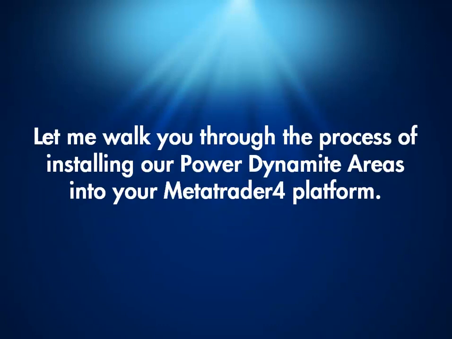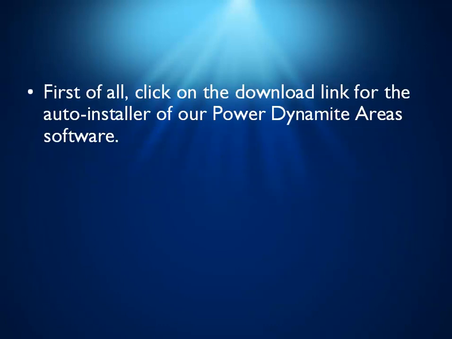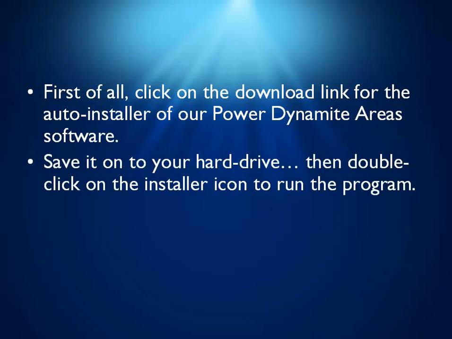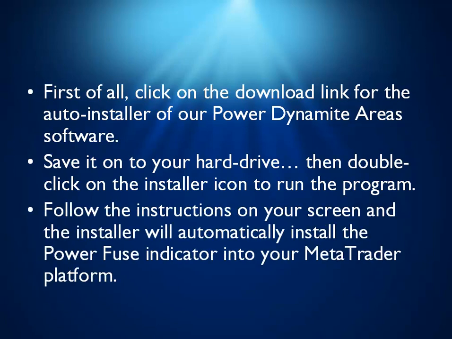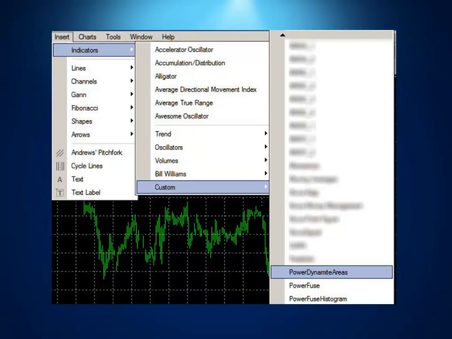Now let me walk you through the process of installing our Power Dynamite Areas into your MetaTrader 4 platform. First of all, click on the download link for the auto installer of our Power Dynamite Areas software. Save it onto your hard drive, then double-click on the installer icon to run the program. Follow the instructions on your screen, and the installer will automatically install the Power Fuse indicator into your MetaTrader platform. Next, close any MetaTrader that you currently run, then restart it. Next, add your Power Dynamite Areas indicator to a chart: click on Insert, Indicators, Custom, then choose Power Dynamite Areas, and that's it. Your Power Dynamite Areas software is now ready for action.